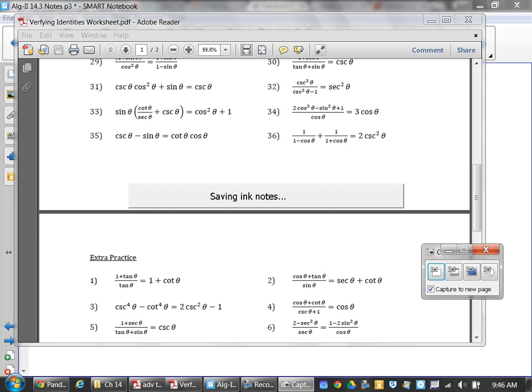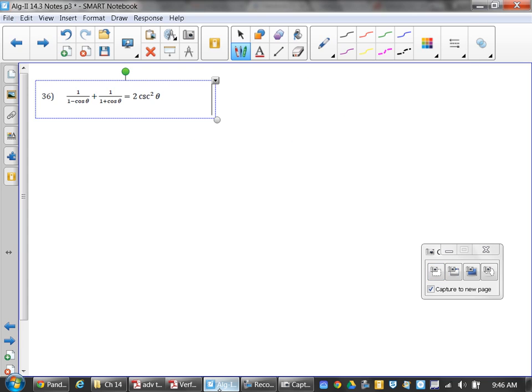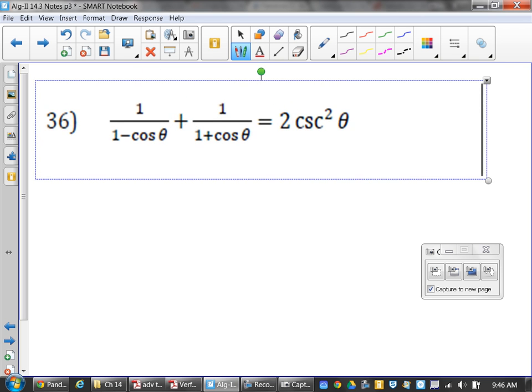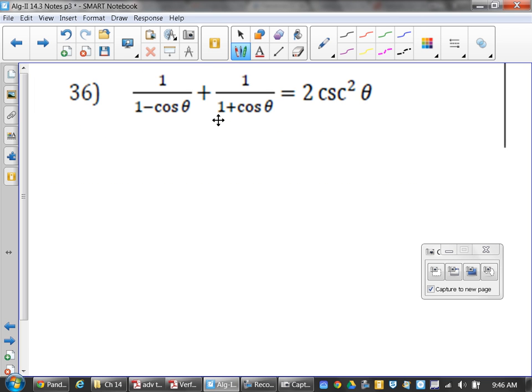In 36, it's another large common denominator style problem. Because in order to combine these two, you get the common denominator. You will notice that it looks like it's going to be awful, but if you write it out cleanly, it drops really fast. So if I'm going to add these two fractions together, I'd have to have the common denominator. My common denominator would be 1 minus cosine, 1 plus cosine. We okay with that?